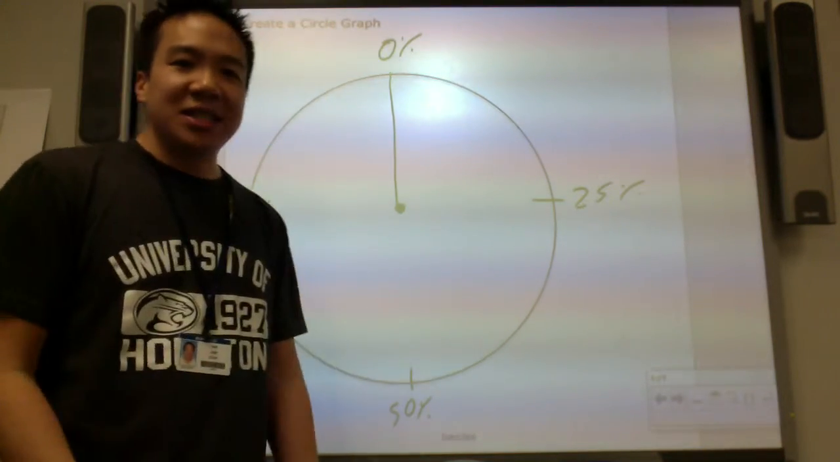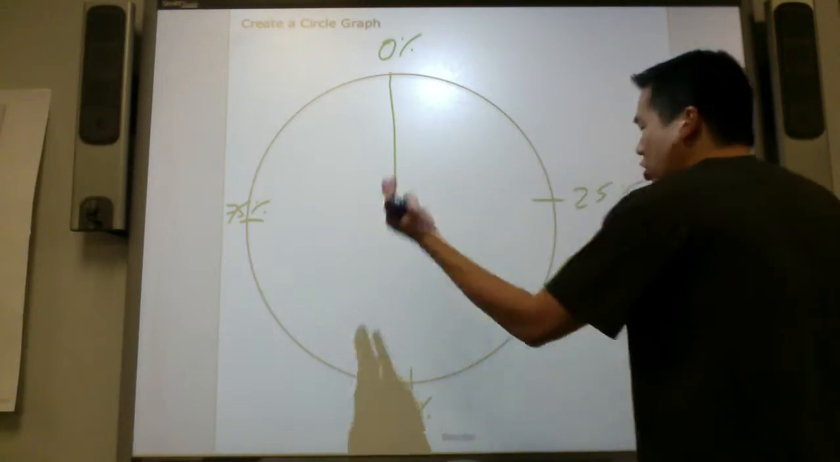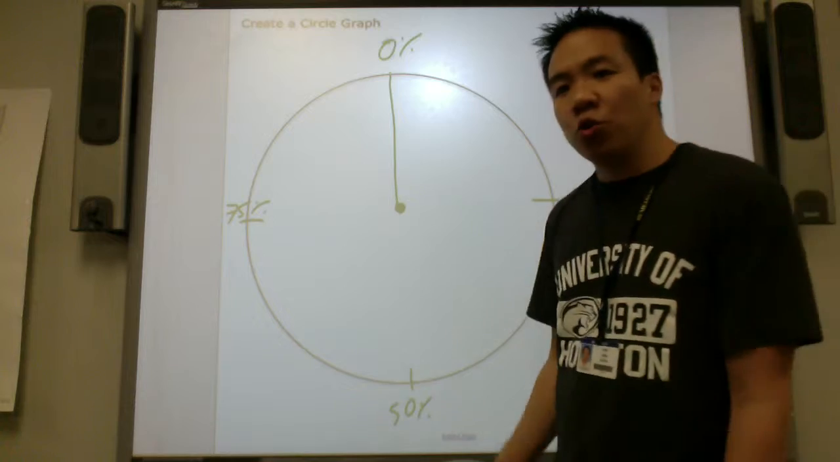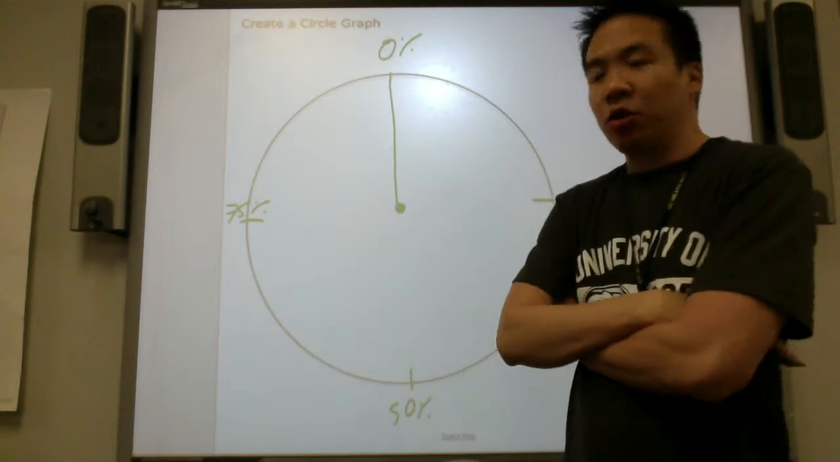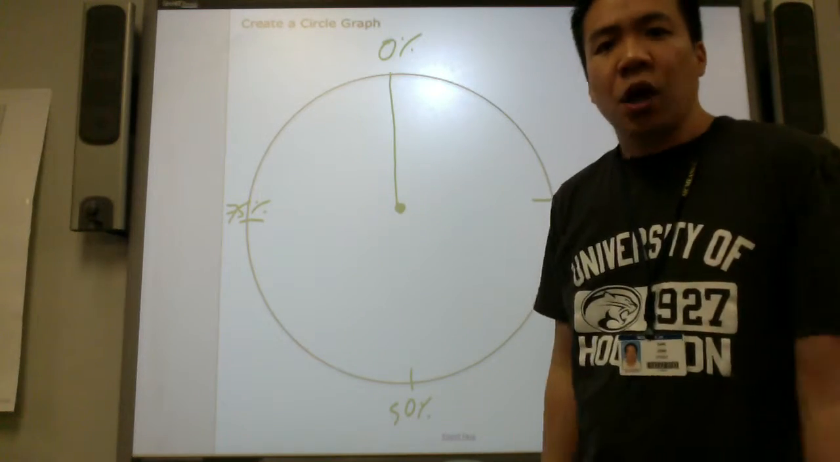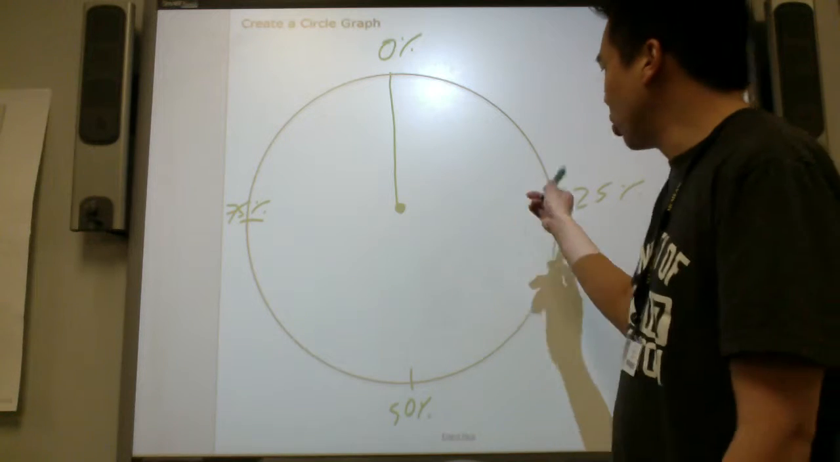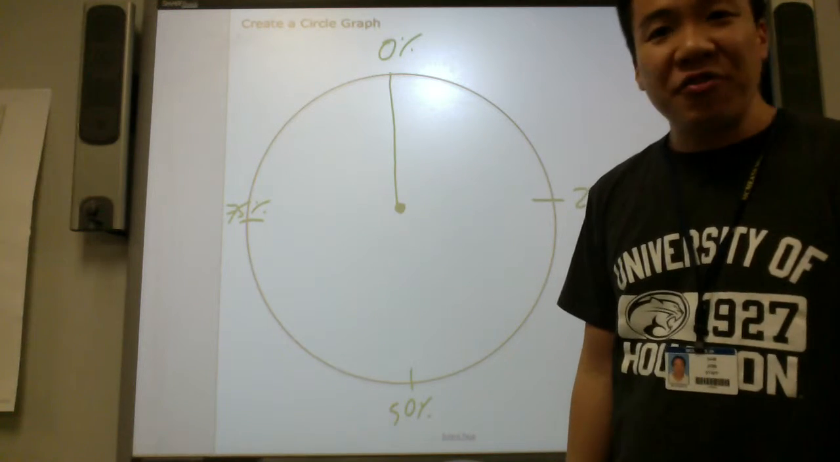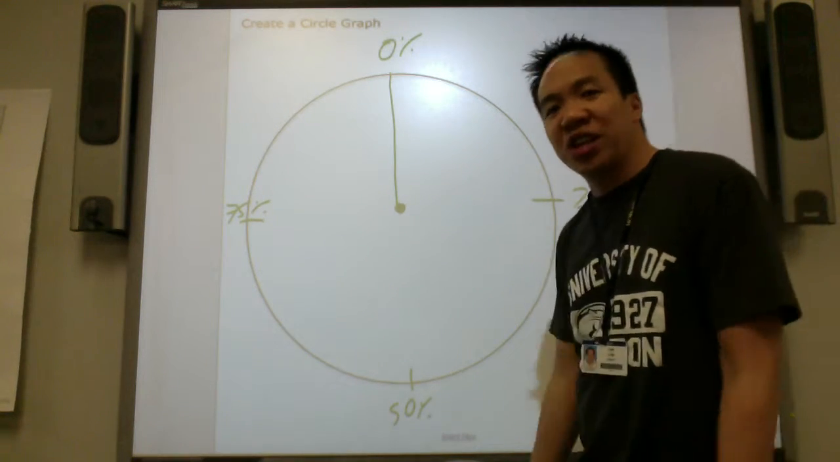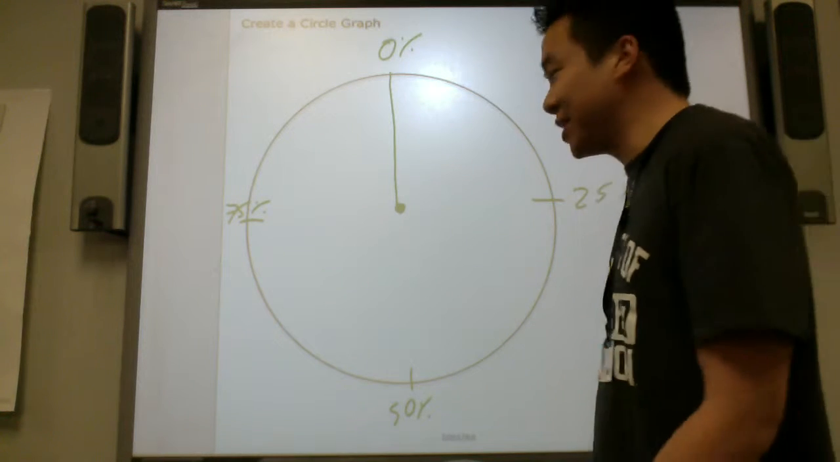However, we need to partition this. We need to section this off even more. It's up to you. Do you want to section it off by 1%? So do you want to write 100 numbers around it? Do you want to section it off by 10%: 10, 20, 30, 40? Or do you want to section it off by 5%? I personally want to partition it into 5%.